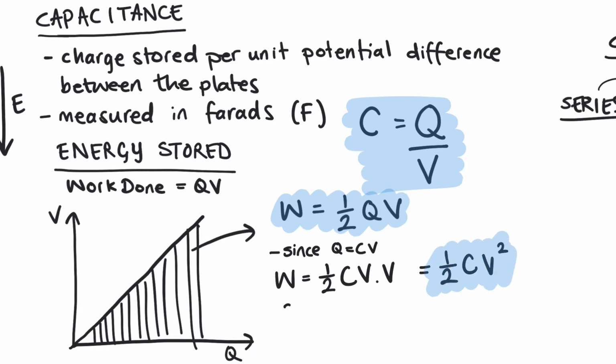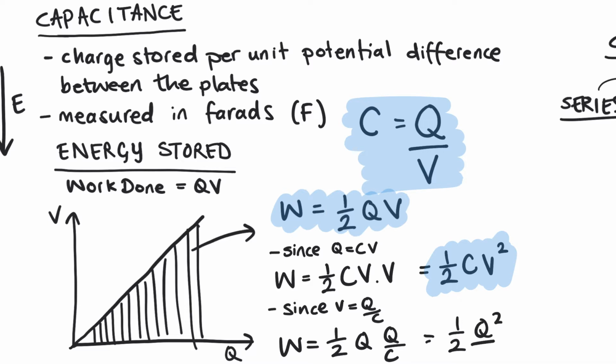We could also rearrange the equation for V instead and say that V is equal to Q over C, charge over capacitance. Well then that will have the effect of changing our equation to a half times the charge times Q over C, and that leaves us with a half Q squared over C. So 3 variations then of the equation of finding out the energy that's stored within a capacitor.